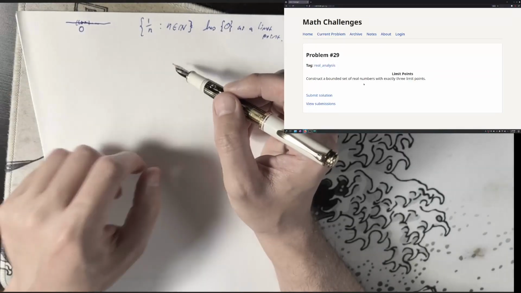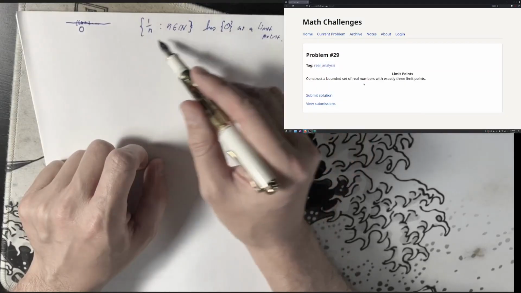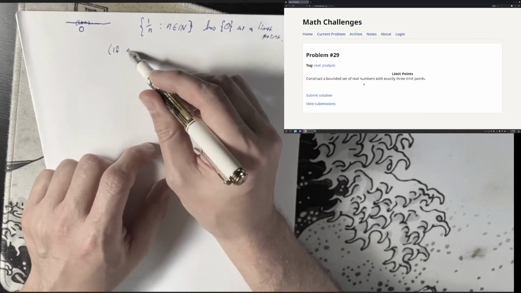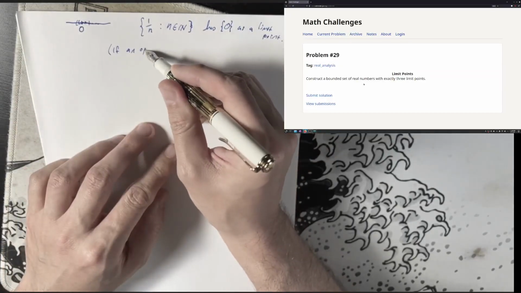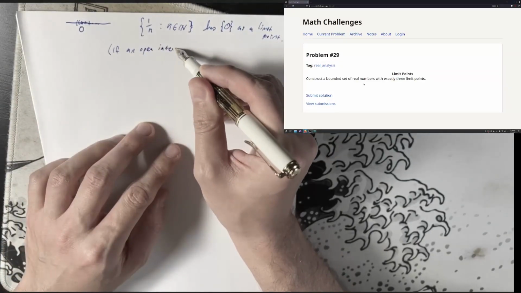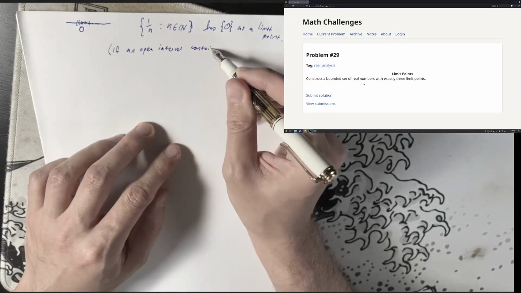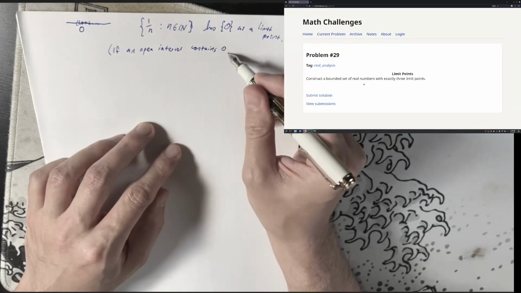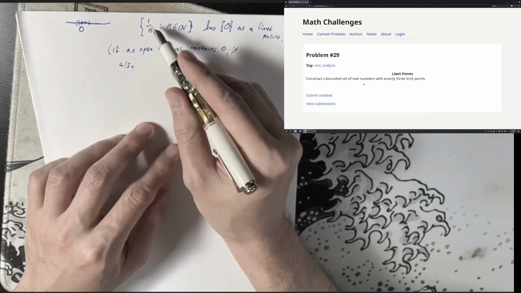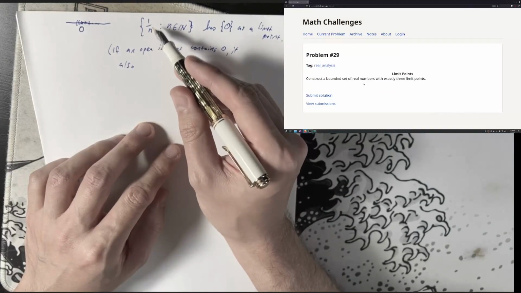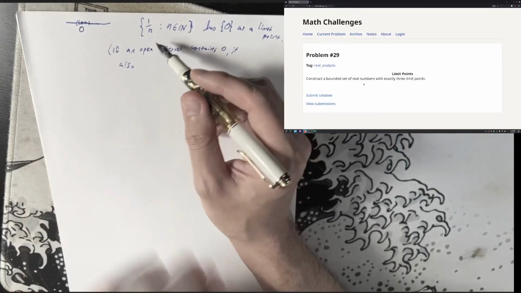But the point is, if you take a neighborhood containing this, when I say neighborhood, I mean, I guess, an open set. If an open interval, say, any open interval that you can think of, if it does contain 0, it also contains some sort of rational 1 over something with that form.